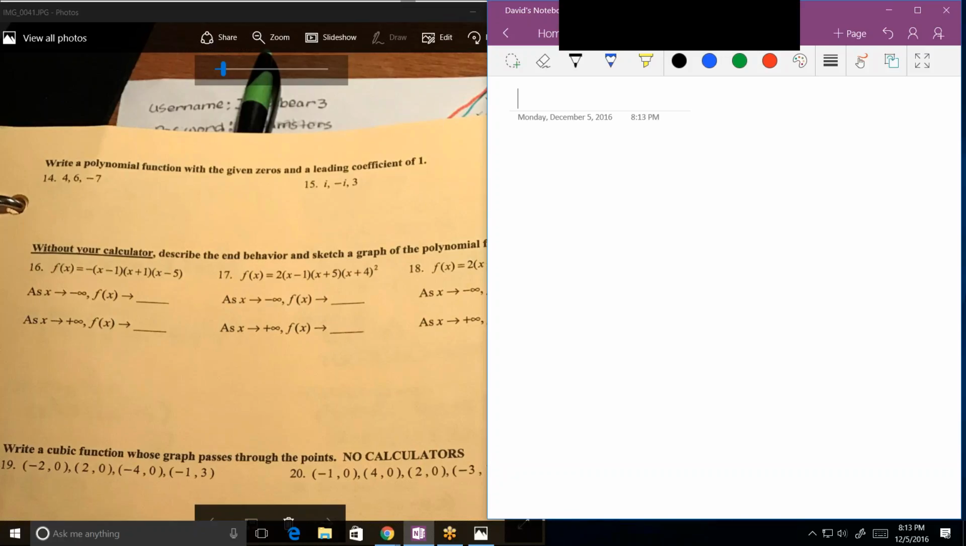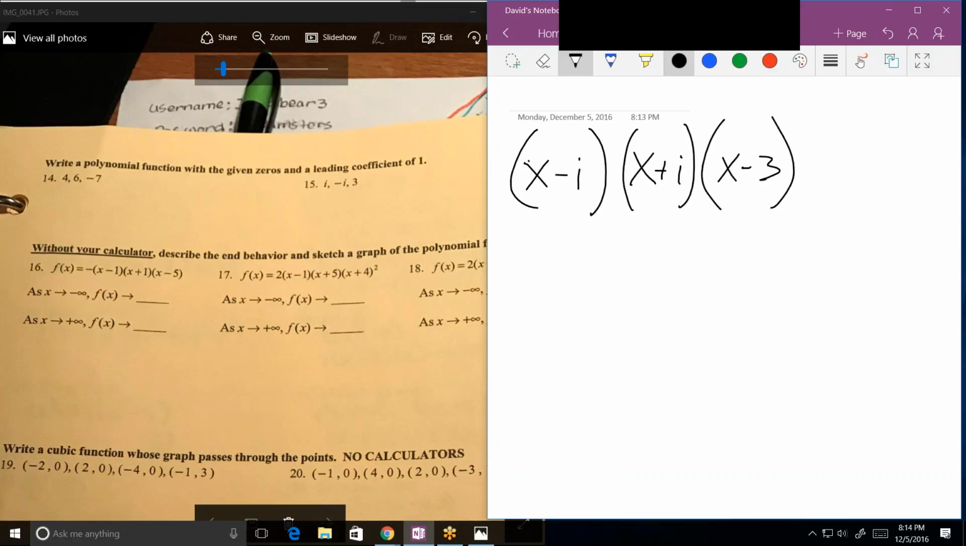Okay, what about three factors? So it'd be f of x is equal to... Now, what are my three factors? I, minus I, and 3. So if 4 converted to x minus 4, what does I convert to? X minus I. In other words, whatever the 0 is, you have to subtract it from x to produce the linear factor. And I'm going to multiply that by x plus I for the second 0, and then x minus 3. Same strategy for each. Now, multiply those two together, and you're going to get a quadratic.